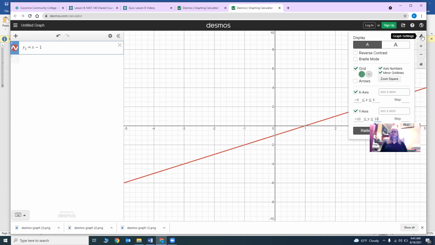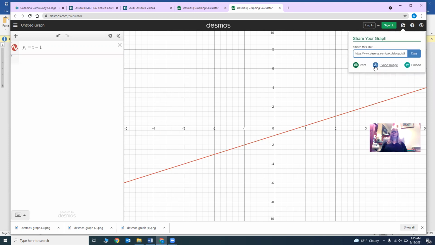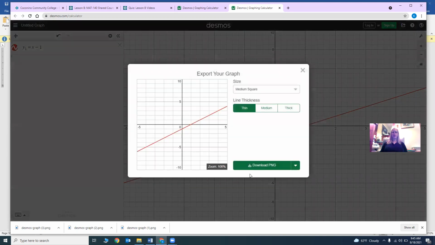Click on the wrench again, and that goes away. And there's your graph with the nice restrictions. We would like to go ahead and copy that. So we're going to go ahead and share the graph. You can either do a screen capture or we can just share it. We can do export the image. And we're going to go ahead and download that PNG file.